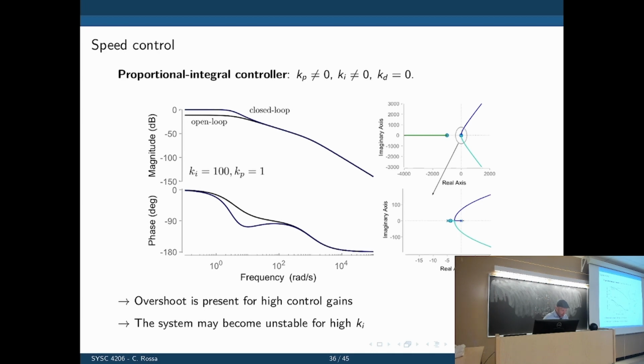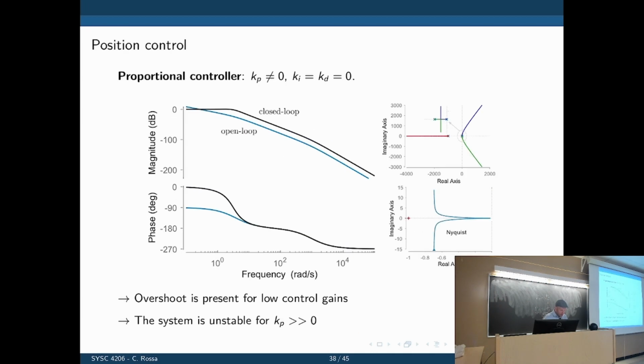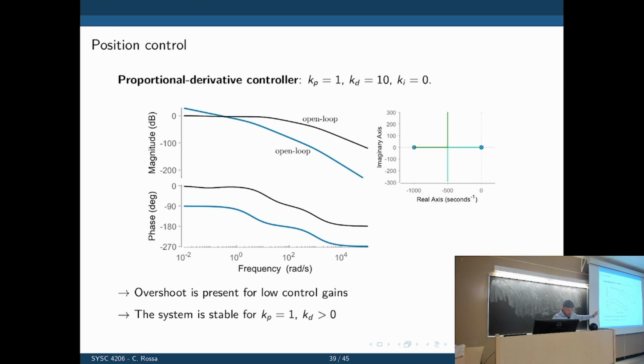Okay, and then we can continue our analysis for position control with a proportional controller. You see the same trends here, but you can see potential instability showing up. Proportional derivative controller, what's the news here? The PD controller for position is mostly overdamped, but it can create oscillations for gains that are too high.